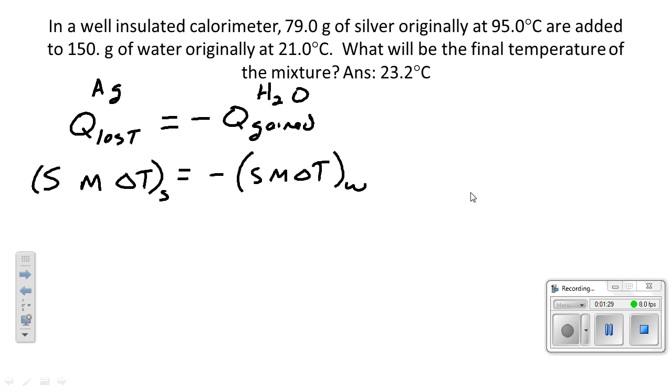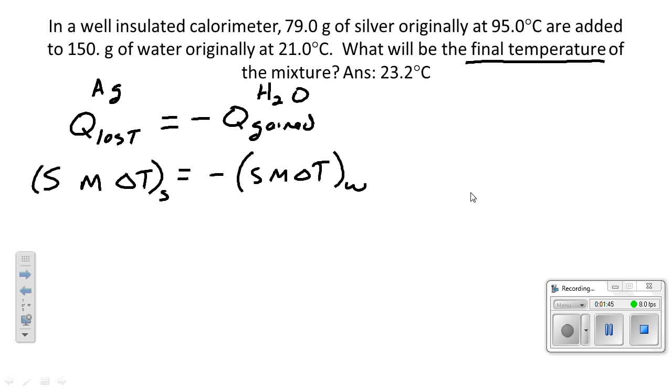But because this is asking us for a specific final temperature, the interesting thing about the final temperature here is that, because these two things are together in contact with each other, the final temperature of each will be the same. The initial temperatures are different, 95 and 21, but the final temperatures will be the same.